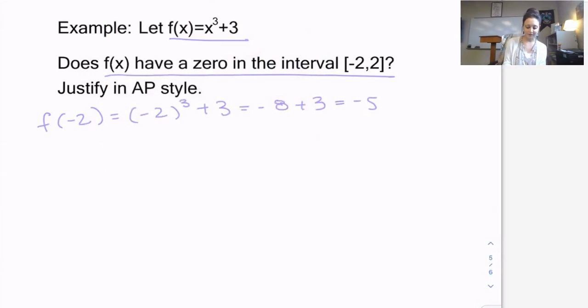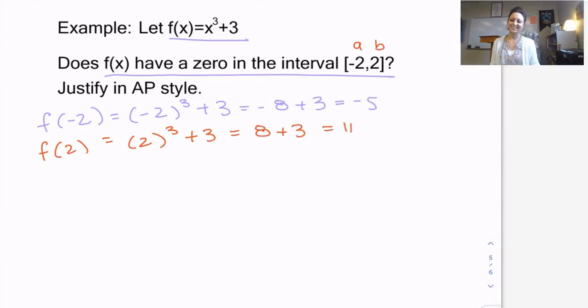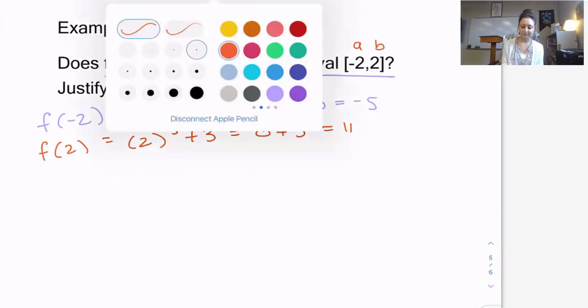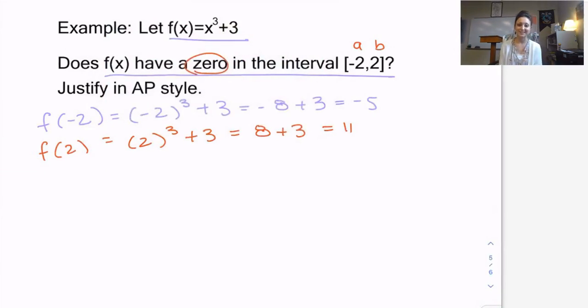Then we're going to find f of positive 2 as well. So I'm checking, like, this is my A, this is my B. So f of positive 2 is 2 cubed plus 3. So 8 plus 3, which is 11. Okay? And we want to check for what y value? Yeah, we want to check for 0. Okay? So take a look at the 2 y values we have. We have negative 5 and 11. Is 0 between those two?